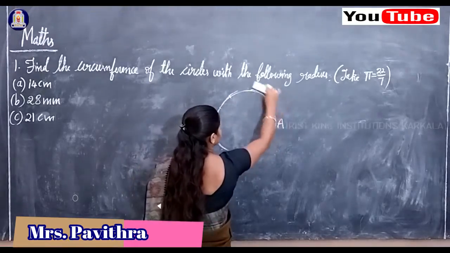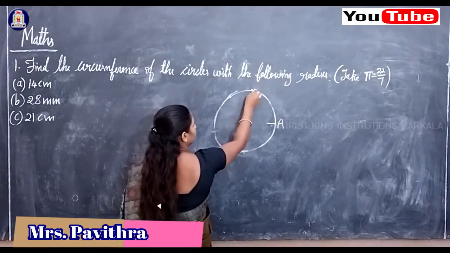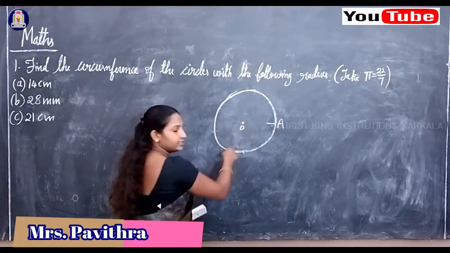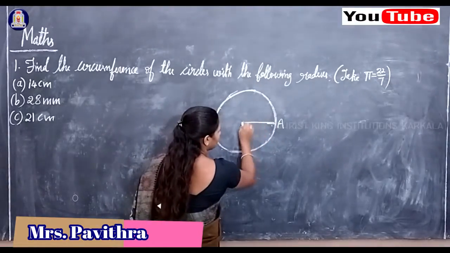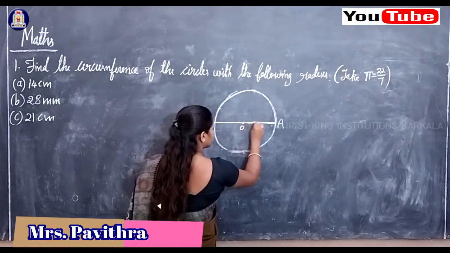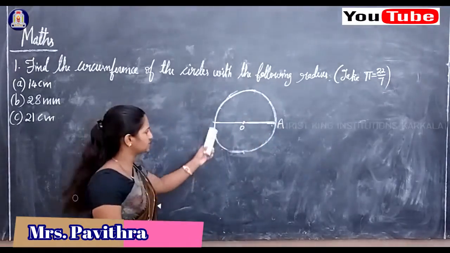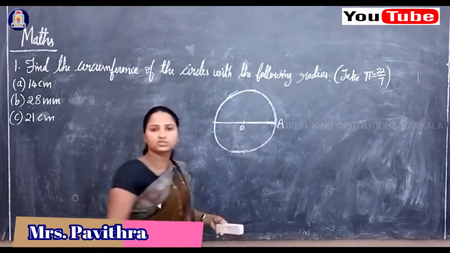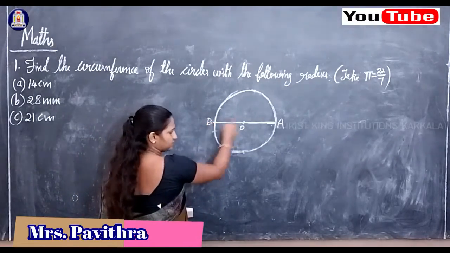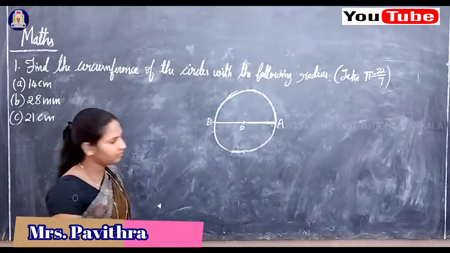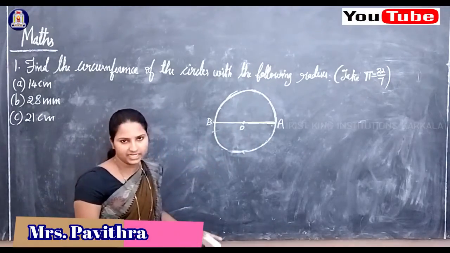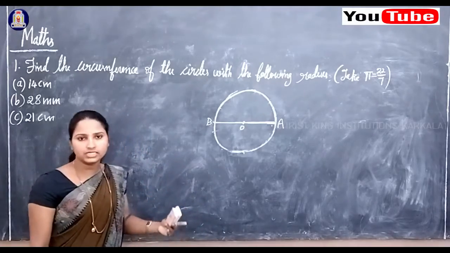In this circle, O is the center of the circle, and this is OA, the radius of the circle. And if I extend this, if I draw a straight line passing through the center, that is called the diameter of the circle. Clear? If I name this B, AB is a diameter. OA is a radius, and OB is also a radius. So diameter is 2 times a radius.